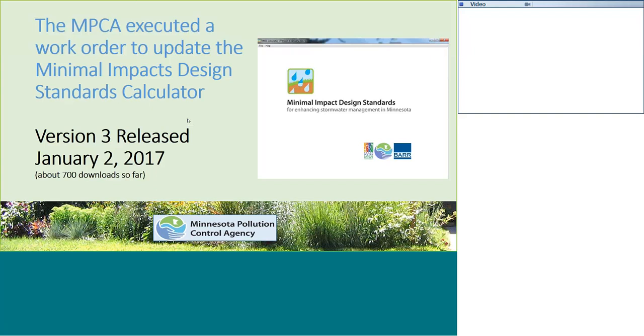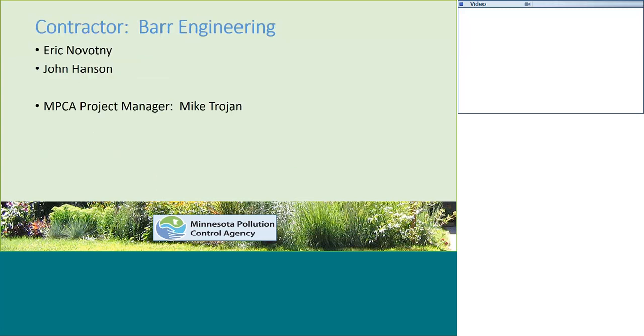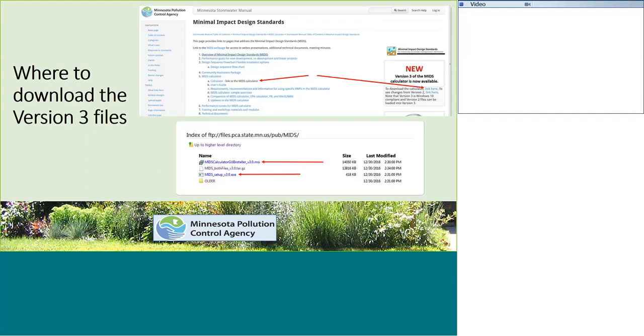So version 3 was released on January 2nd, and so far we've had about 700 downloads, which is very encouraging. We executed a work order last summer to provide updates to the calculator, and that's the focus of today. Our contractor was Bauer Engineering, and Eric Novotny did the heavy lifting for this, and John Hansen was the project manager on behalf of Bauer.